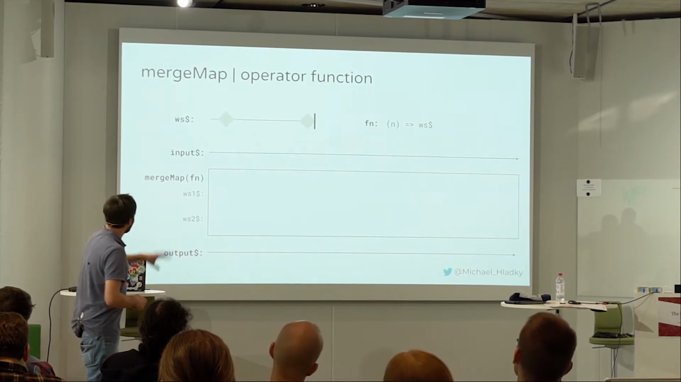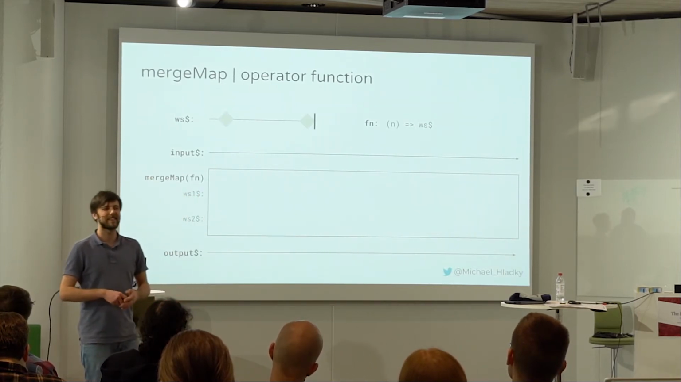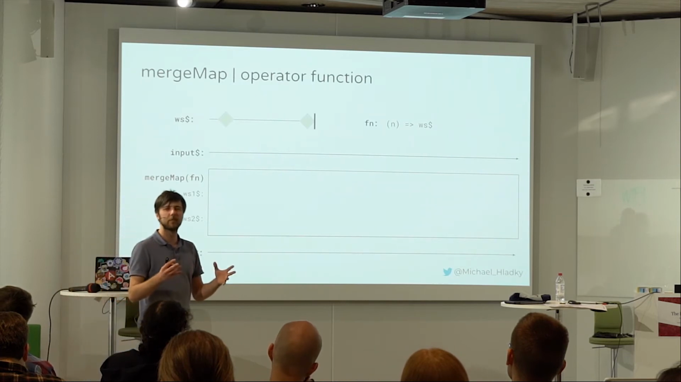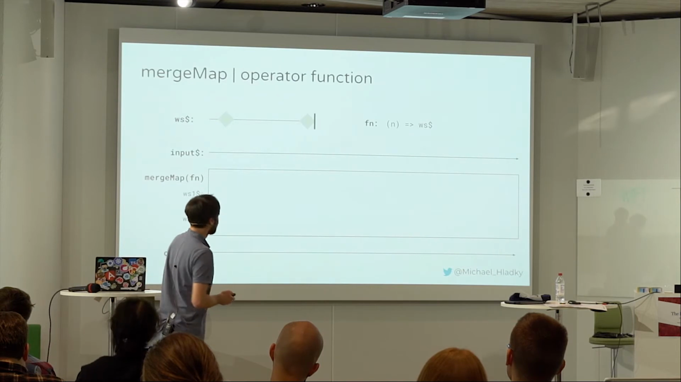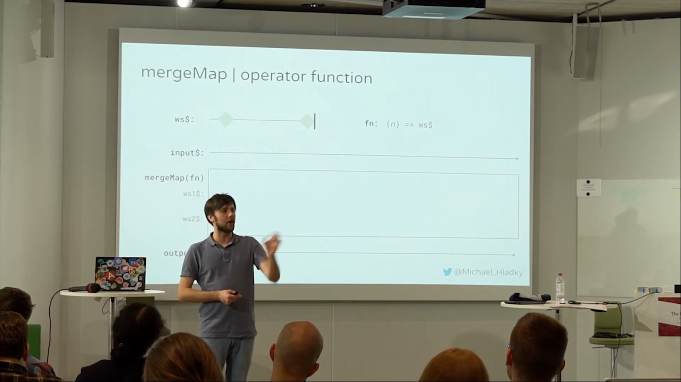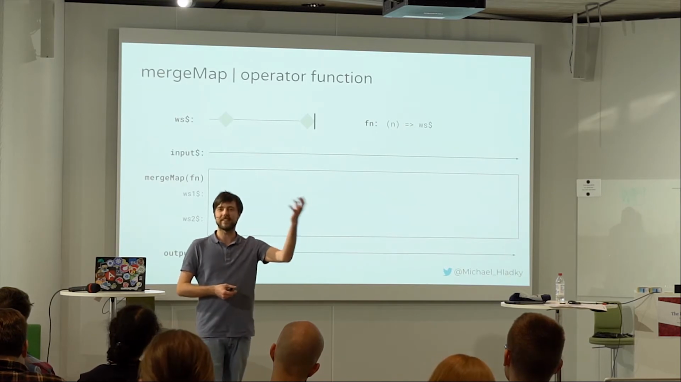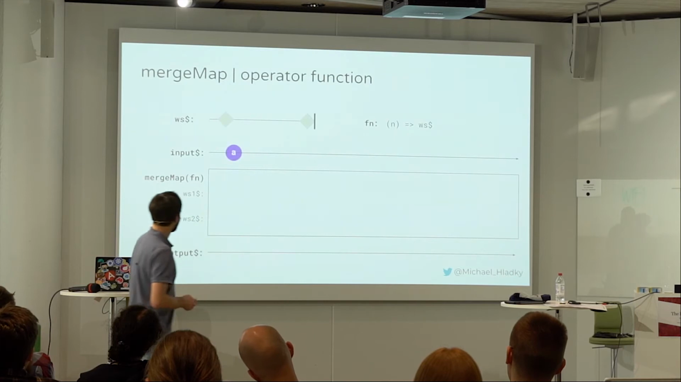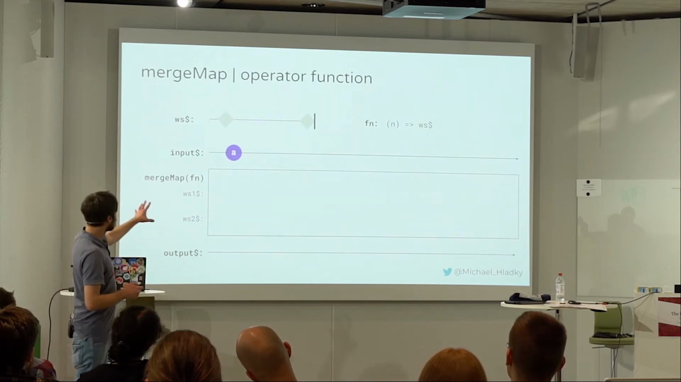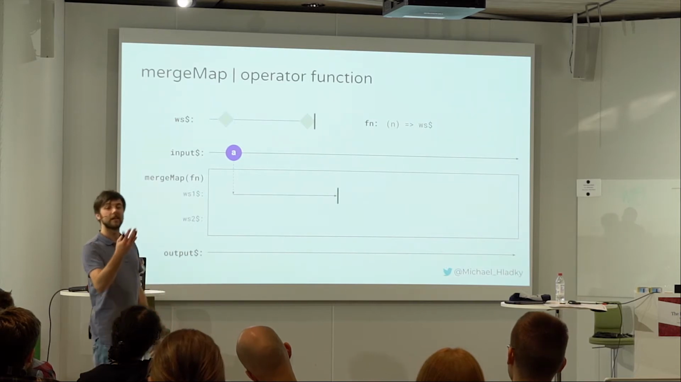The exact same operator, just with the map on the end, does something similar but a little bit different. So mergeMap obviously has this map part inside. And what map is doing is transforming something into something else. In our case, map takes a single value A and transforms this single value into another observable.